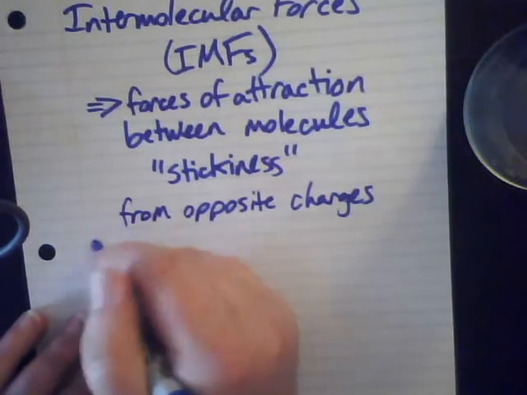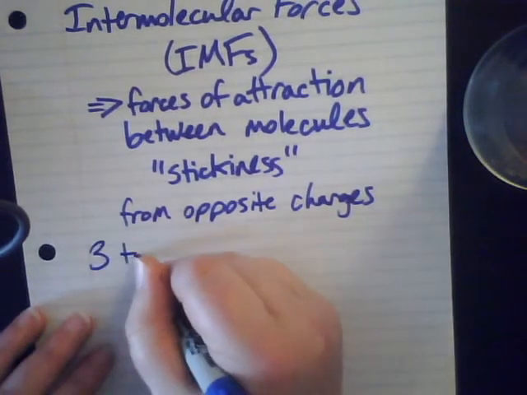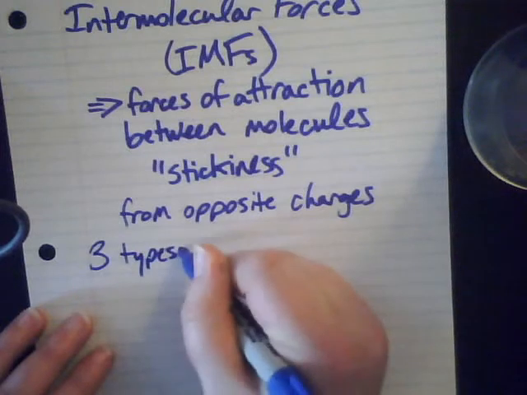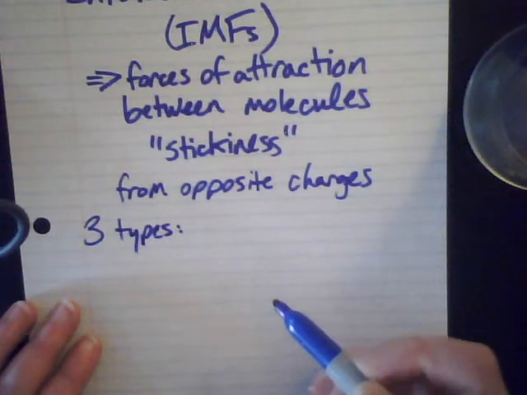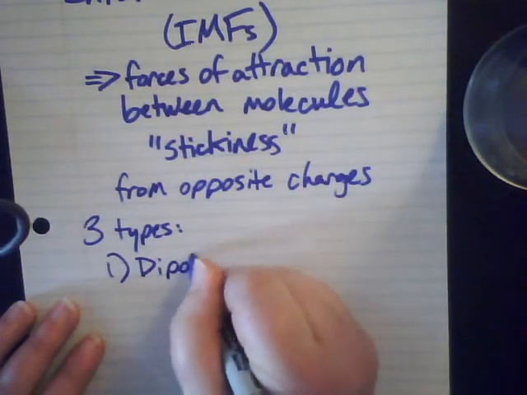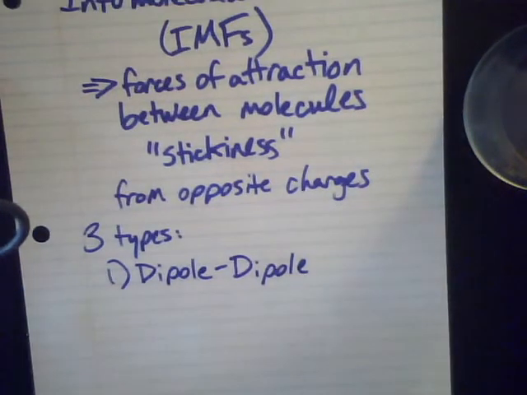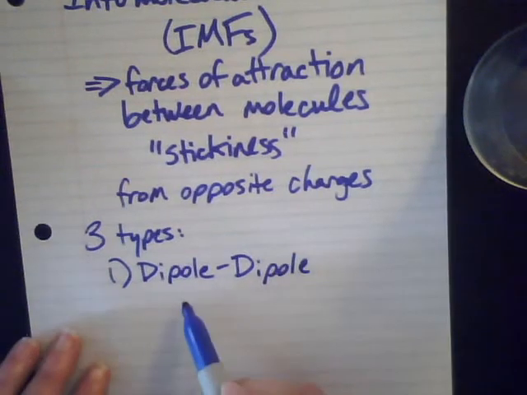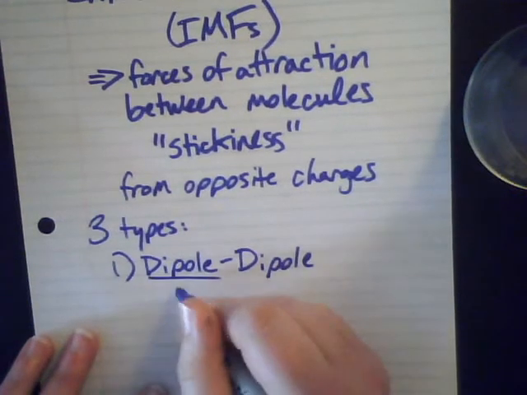So let's start there. Let's start at the top. There's basically three major types that we're going to be talking about. And we'll kind of start in the middle, and then we'll get to the stronger and the weaker ones. So the first of the three types is dipole-dipole. Dipole-dipole. So dipole-dipole, remember dipole moments are only on polar molecules.